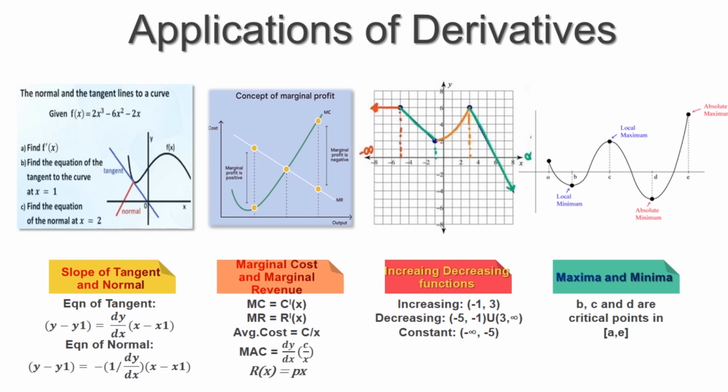The next topic is increasing and decreasing functions. In this, one more question can come, whether the graph is increasing or decreasing in a particular region. I have mentioned here in the graph: according to this graph, from -1 to 3 the graph is increasing. From -5 to -1 it is decreasing, and from 3 to infinity it is also decreasing, whereas from -infinity to -5 it is constant.